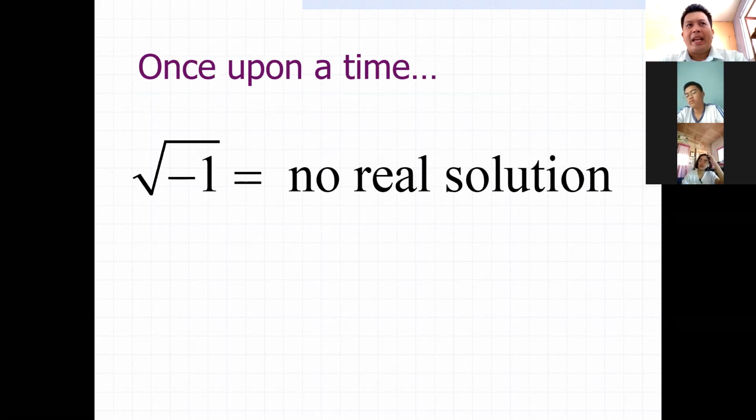And this is because if you press the calculator, the square root of a negative number or the fourth root of a negative number gives you a math error.